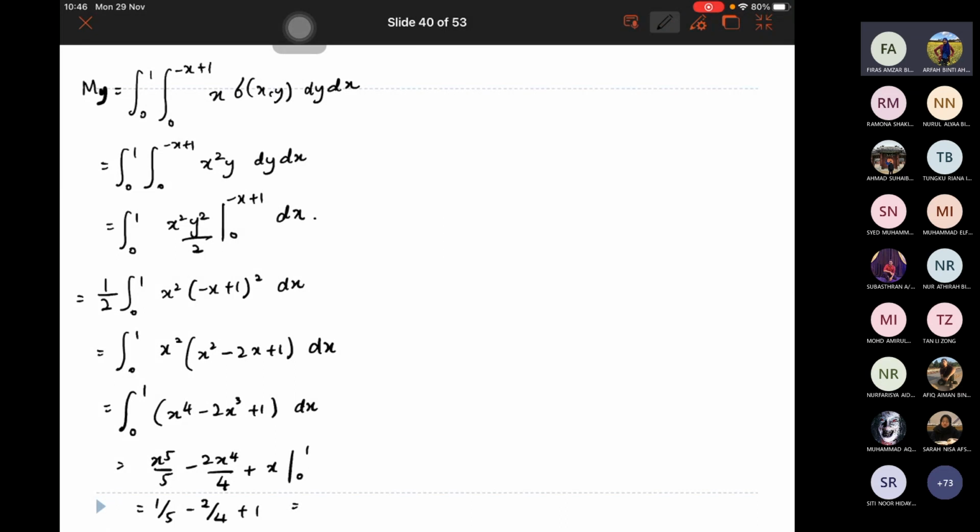Tu aku pelik. Apa yang pelik sangat? 1 per 2 saya keluarkan. Dia jadi y kuasa 2 per 2. So saya keluarkan 1 per 2. Ni dia kena darab 1 per 2. So it will become 1 per 10 tolak 2 per 8 tambah 1 per 2. Dapat 1 per 60.